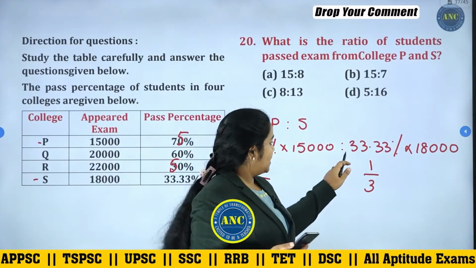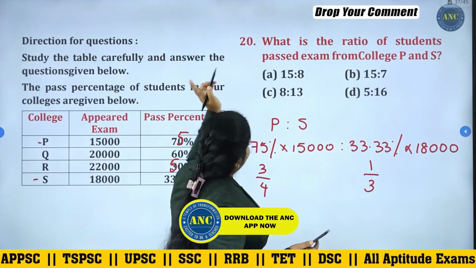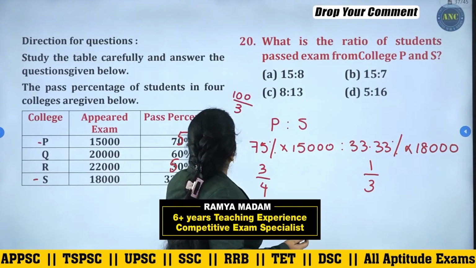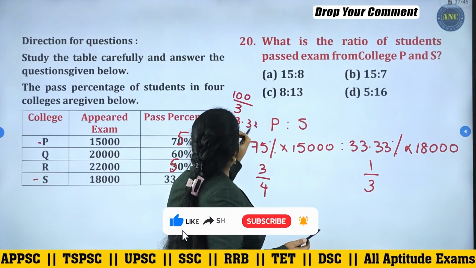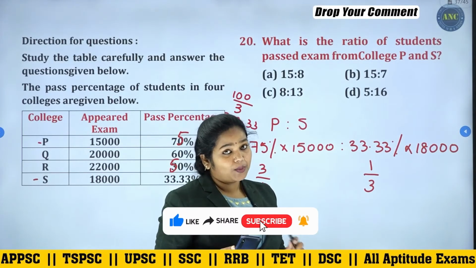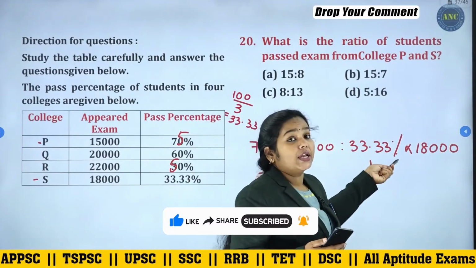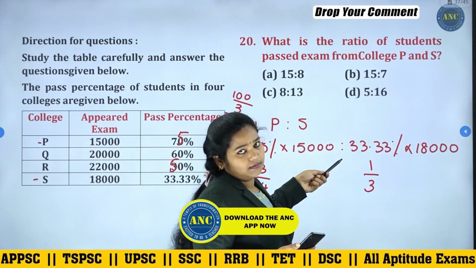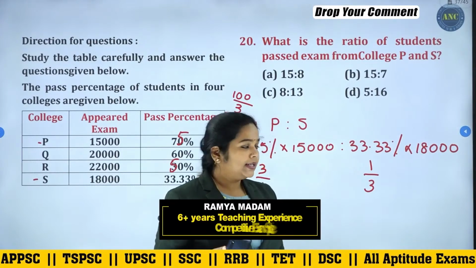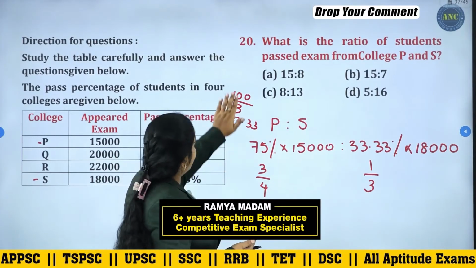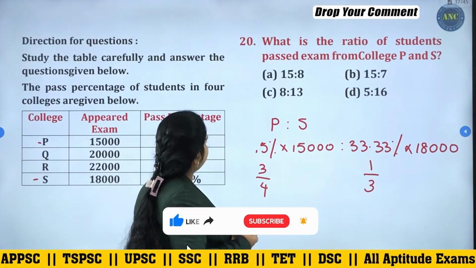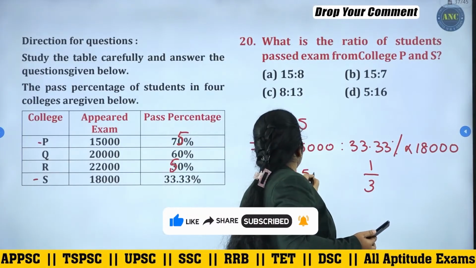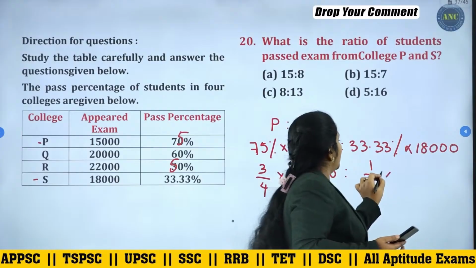In the beginning questions we have done: 100 by 3 is equal to how much? 33.33, right? Yes, 100 by 3 is 33.33. Here they are asking 33.33%, so obviously 100 by 3 into 100, so it will be 1 by 3. 75% we have also done in the previous questions. It's 3 by 4. Now 3 by 4 into 15,000 is to 1 by 3 into 18,000.